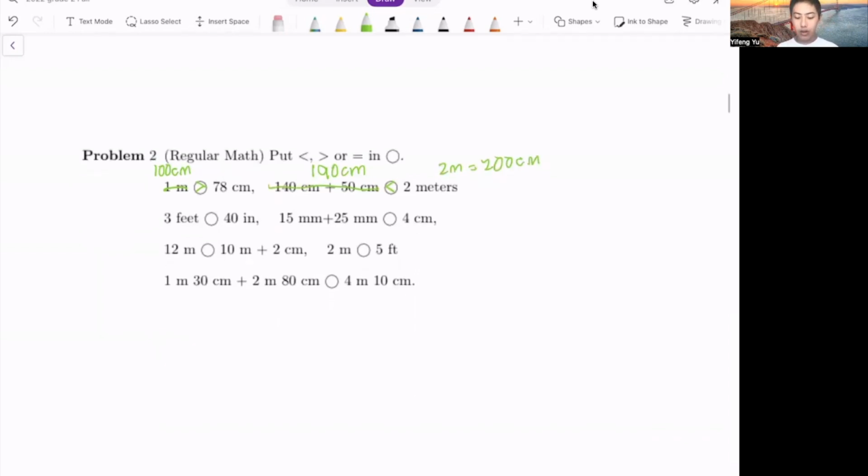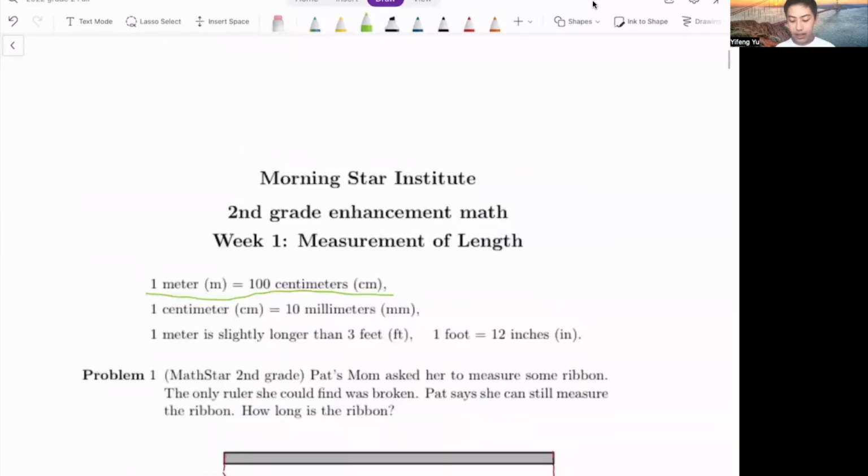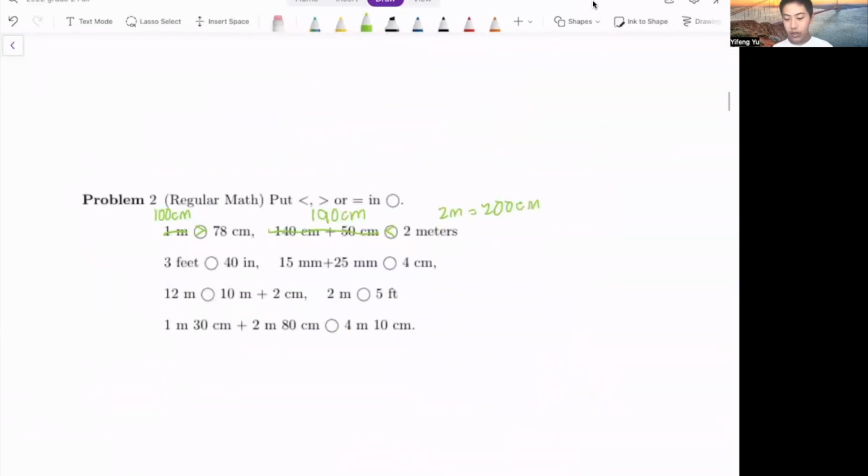The third question, 3 feet is what to 40 inches? So we can go back up here and see that 1 foot equals 12 inches. So if we plug that into the equation, 3 feet is equal to 36 inches. So therefore, 36 inches is less than 40 inches.